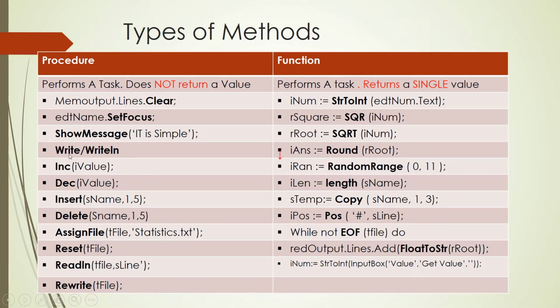When you studied text files, we spoke about write and writeLn. We also spoke about read and readLn. Write and writeLn will write data to a text file, and read and readLn will read data from a text file. So those were procedures that we used. We also used inc. Remember using inc and dec? Both are procedures. Inc will increment a value by 1, dec will decrement a value by 1. Note how a procedure again is called just by its name.